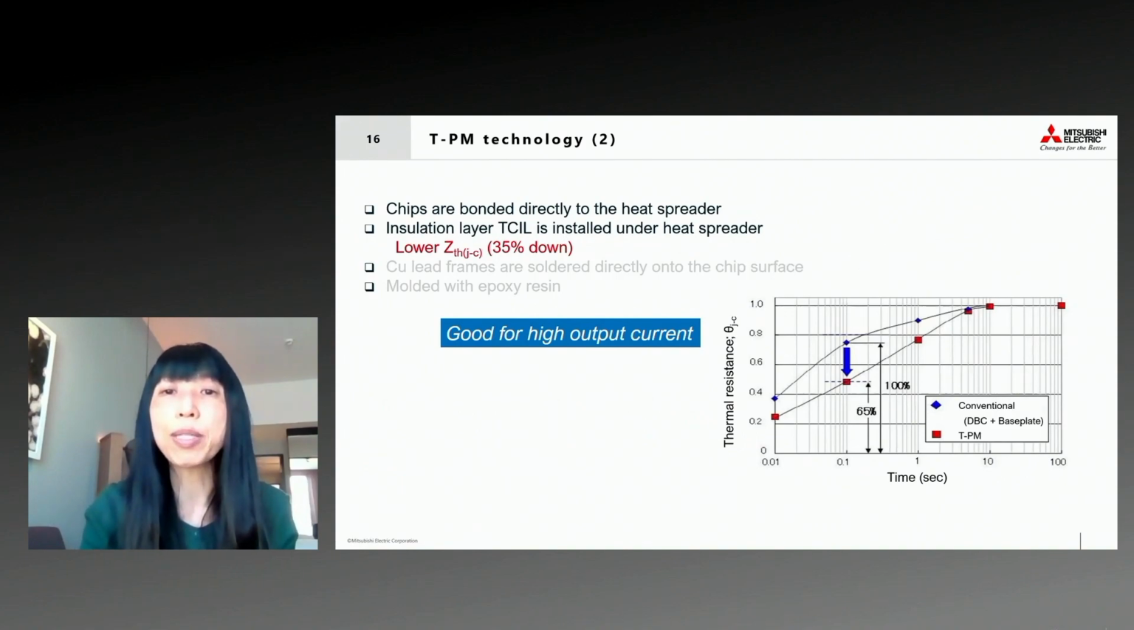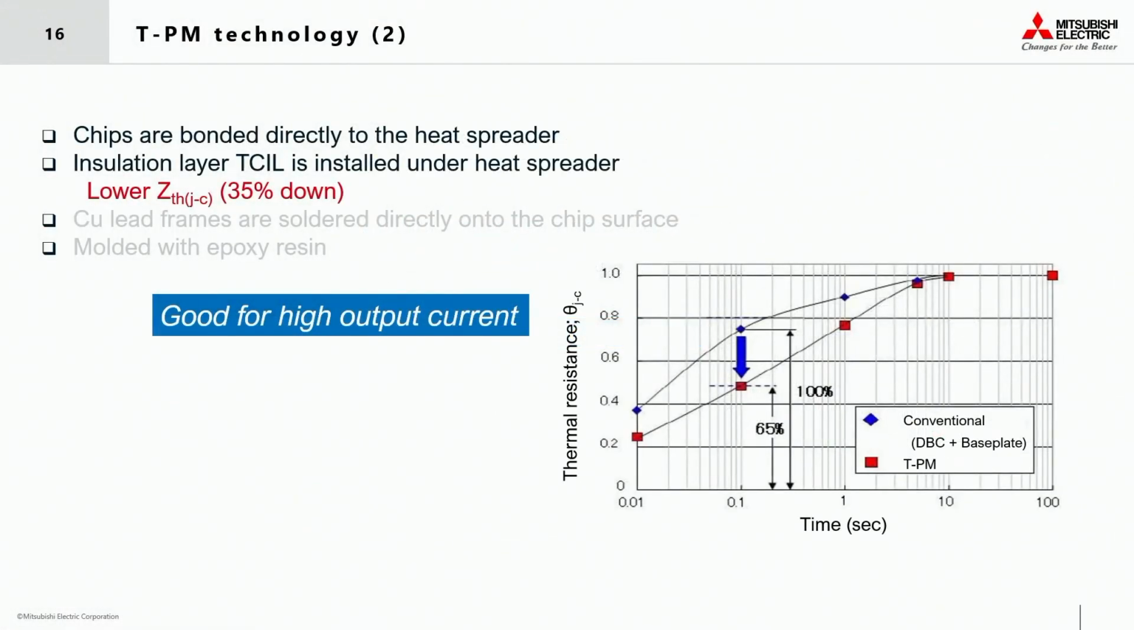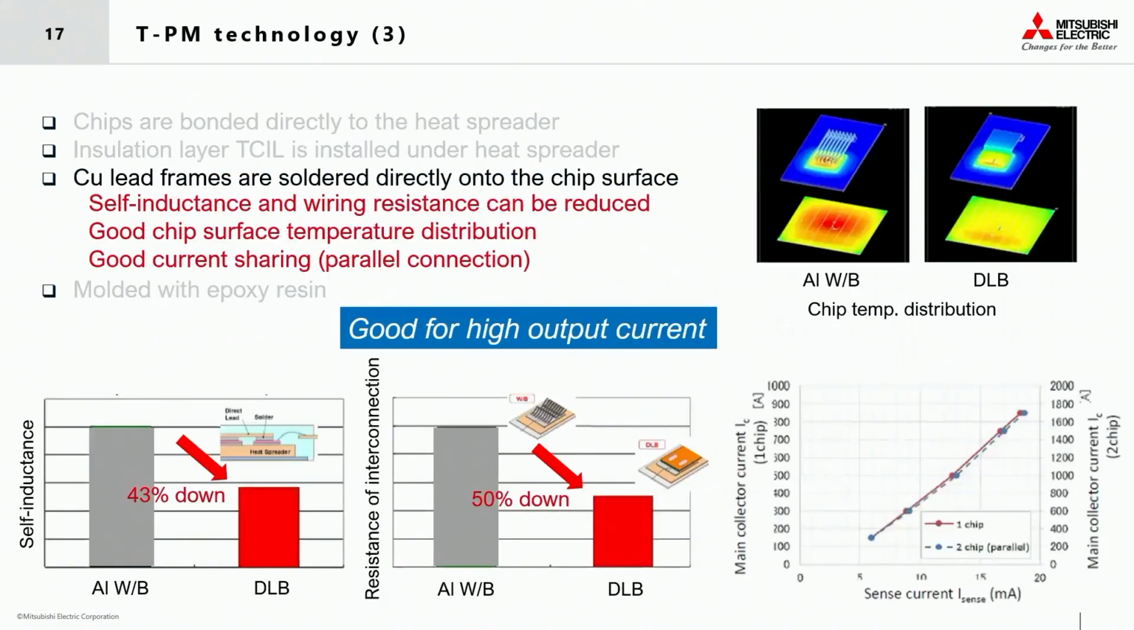TPM has many advantages. First, the chip is mounted directly onto the heat spreader, and then an insulation sheet with high thermal conductivity is inserted below it, thus reducing the thermal impedance of the junction to case. In the DLB structure, copper lead frames are soldered directly onto the top surface of the chip. So the self-inductance and the resistance of wiring are smaller than those of wire connections, and the heat spread on the chip surface can be improved.